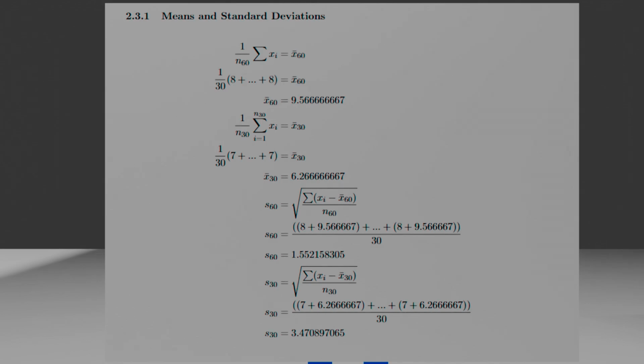The mean for 30 seconds is 6.267 words, while the mean for 60 is 9.567 words. Standard deviation for 30 seconds is just 3.47 words, but for 60 seconds it is 1.552 words. And here are my calculations for potential outliers.